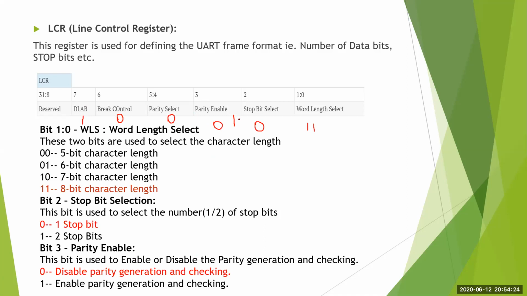So this is 3 and this is 1 0 0 0, which is 8. If I load LCR with 83, I am loading 8-bit data with one stop bit and enabling the loading of the values of the count registers. Once DLL and DLM are loaded, I can make this particular bit 0. If I make this bit 0, after that the value will be 03.